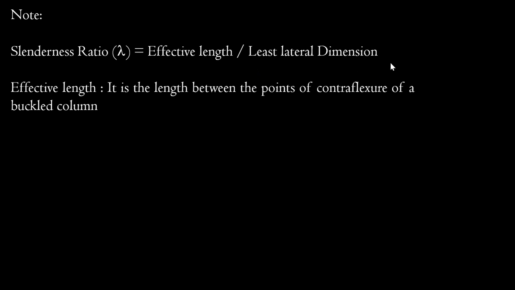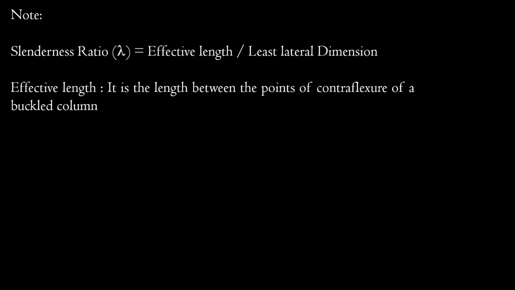And least lateral dimension means if you are having a rectangular column having B and D, where B is less than D, then B is called the least lateral dimension. The least lateral dimension means the smallest dimension in the cross section. Slenderness ratio is the effective length divided by least lateral dimension.